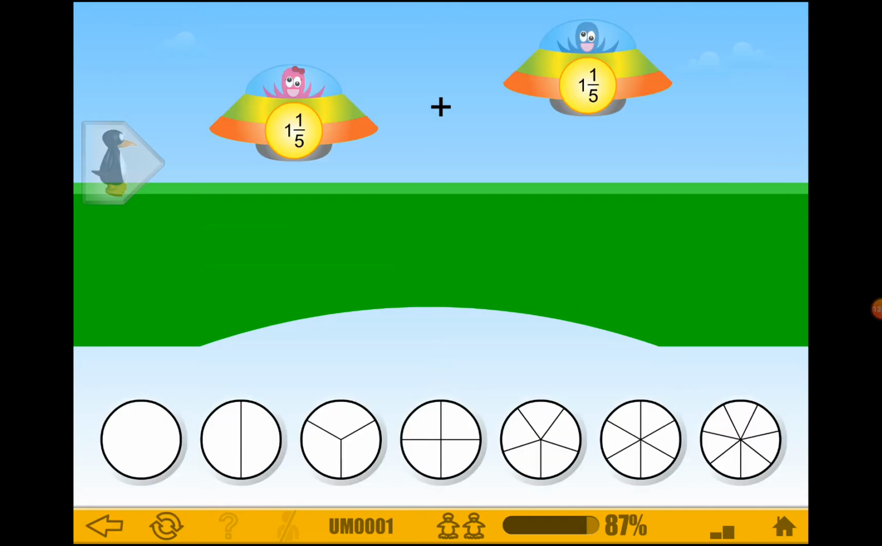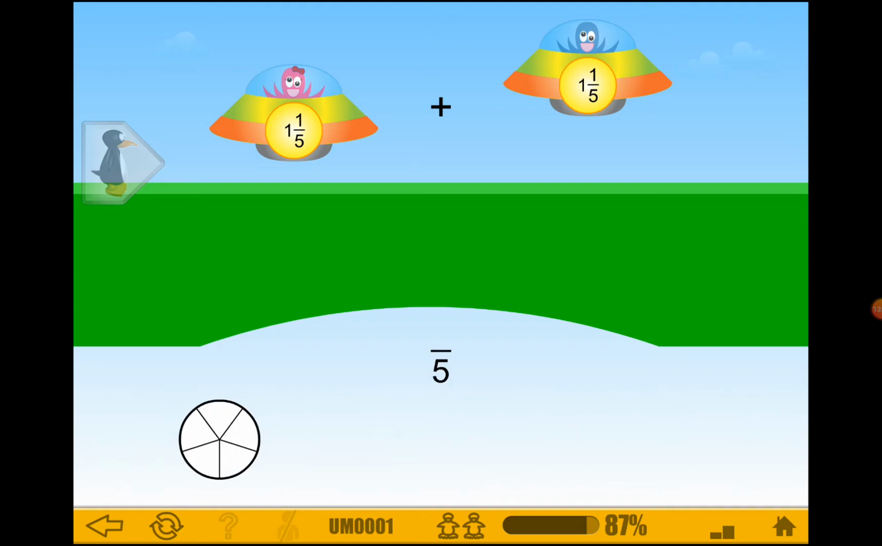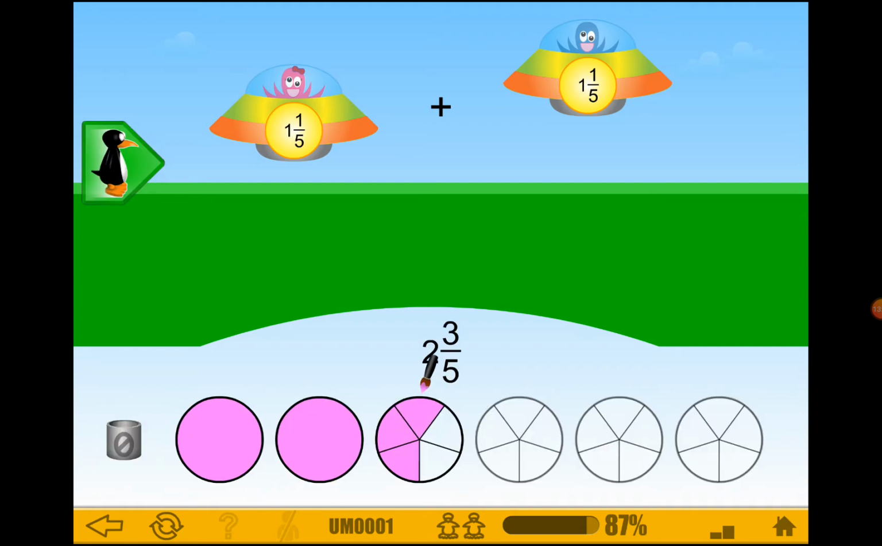Now, let's see. 1, 1 over 5. Okay. Now we have 1, 5, 1, 5. Okay, so I mean 2, 2, 2 over 5. Okay. Wait. Yeah. So where is it? 2, 2, 5. Okay. There you go. That was good.